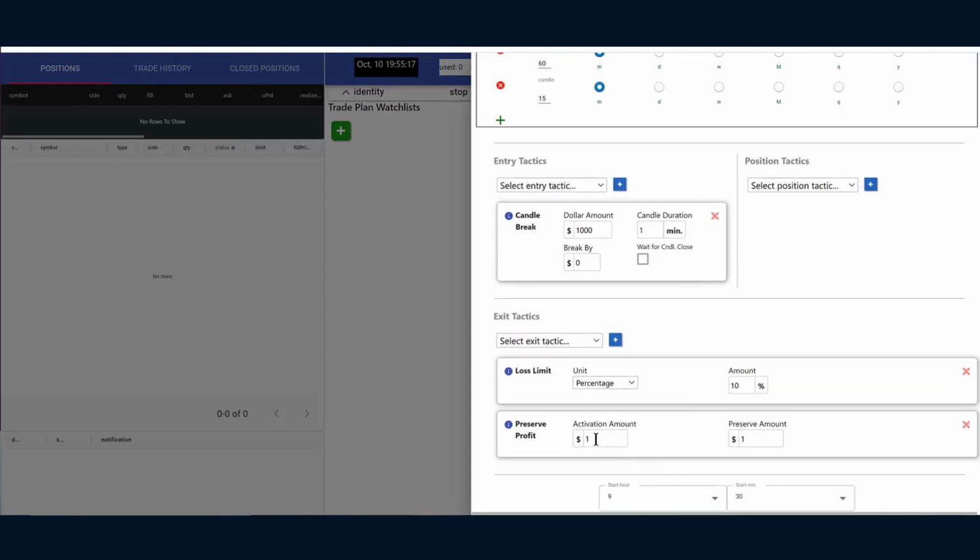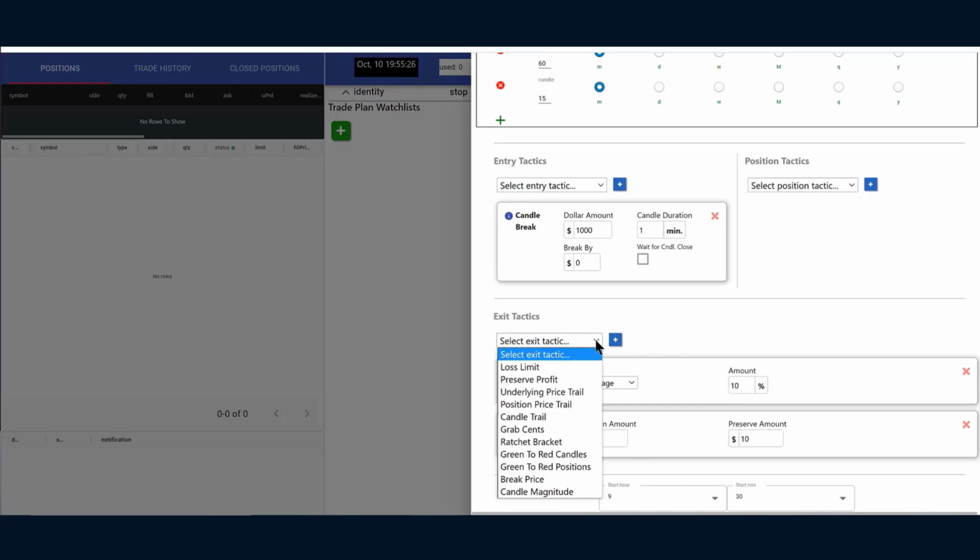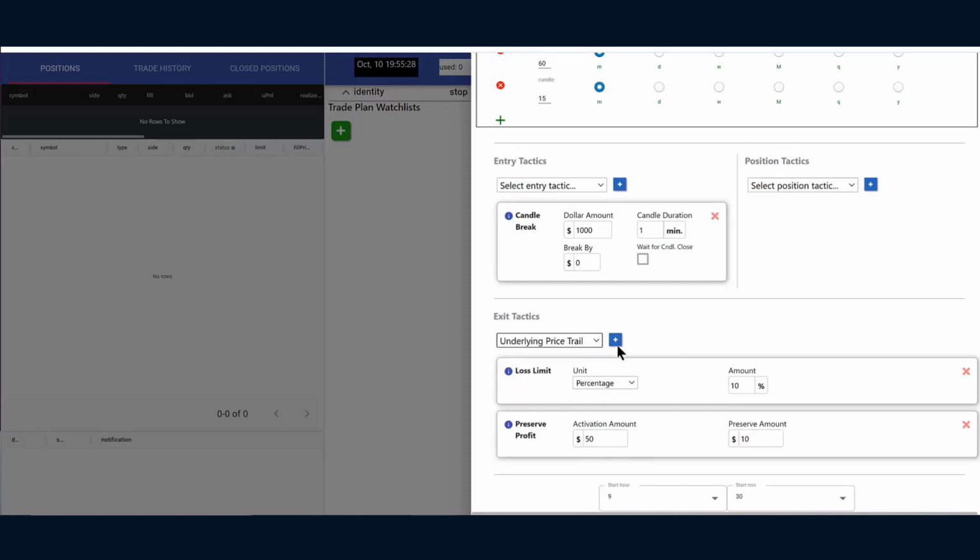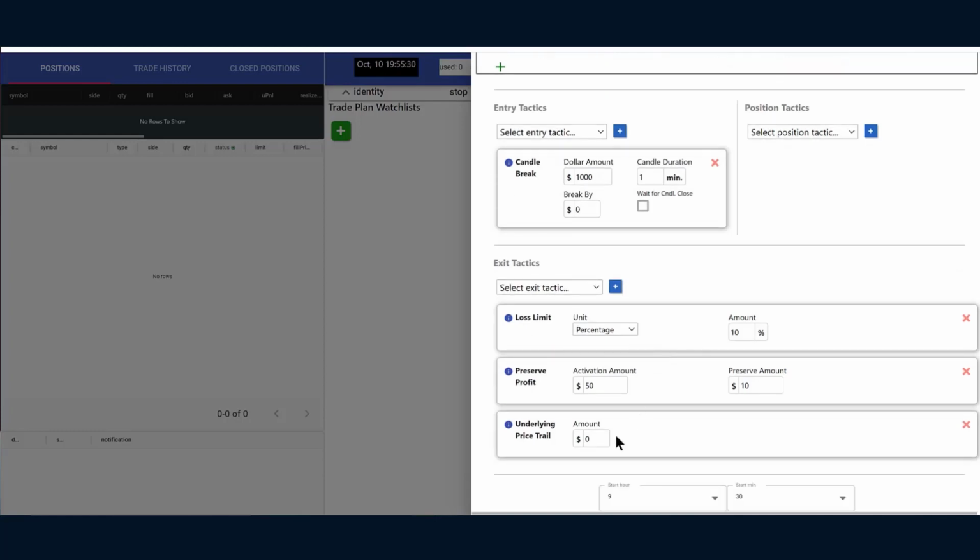Preserve profit is one way to prevent winners from becoming losers. Once you take a profit of a certain amount, either through an automated target being hit, or by manually closing a portion of your trade, this tactic will ensure that your winner doesn't become a loser by closing the position before it gets down to your loss.